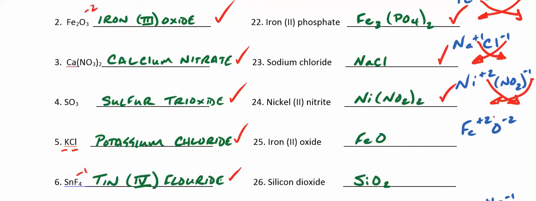Iron 2 oxide. Iron is going to have a charge of +2. It says so in the name. Oxygen is always -2. So when I do the switch, just like that, they're going to cancel each other out. So don't put a 2 here or 2 here or even a 1 here and a 1 here. It's just FeO for iron 2 oxide, just like that.